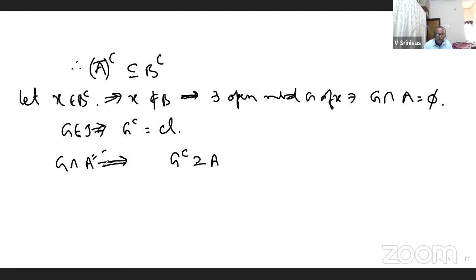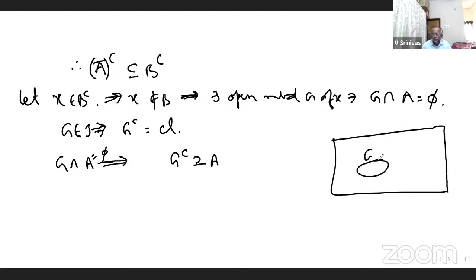G intersection A is empty. Say this is Z, and say this is A. Let A be the red one. Let G be this black set. Okay, G intersection A is empty, so G and A are disjoint. So where does this A lie? It lies in G complement. The red set lies in the complement of G. Okay, what is the complement of G? It is this one. This blue part is G complement. So G intersection A is empty gives you G complement contains A.